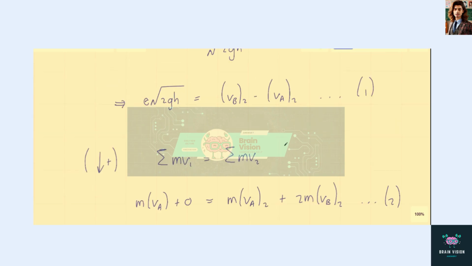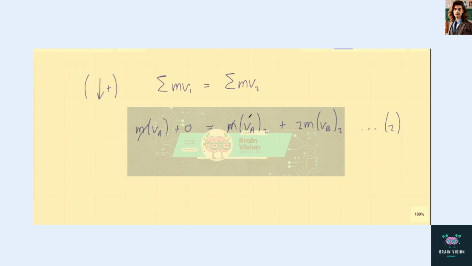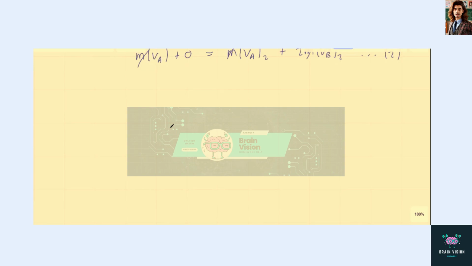Now we have two equations with two unknowns. We can see here that the masses cancel, so we're left with just the final velocities. So if we solve equation 1 and 2 simultaneously, we can find the final velocity of the plate after the collision. So with a bit of mathematics, we get that the final velocity of the plate after the collision, VB2, is equal to 1/3 times the square root of 2gh into 1 plus the coefficient of restitution, E.